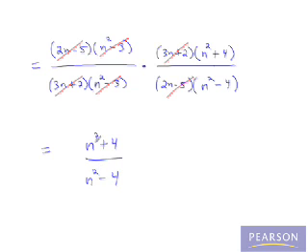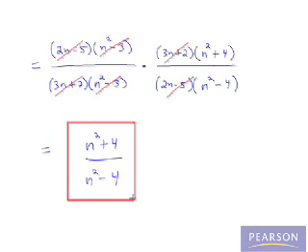And we cannot cancel out these n squareds. Those are not factors, those are terms. Factors are only separated by multiplication, so we cannot cancel out the n squareds there. It's tempting to do, but please do not do that. Final answer, (n^2 + 4) over (n^2 - 4).